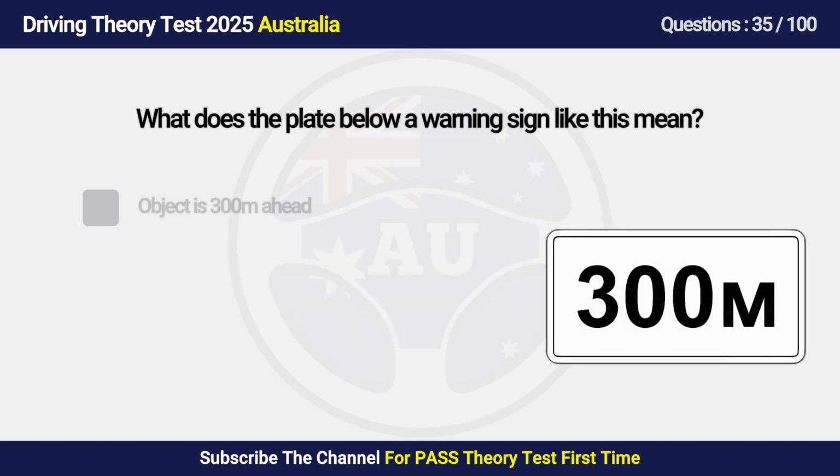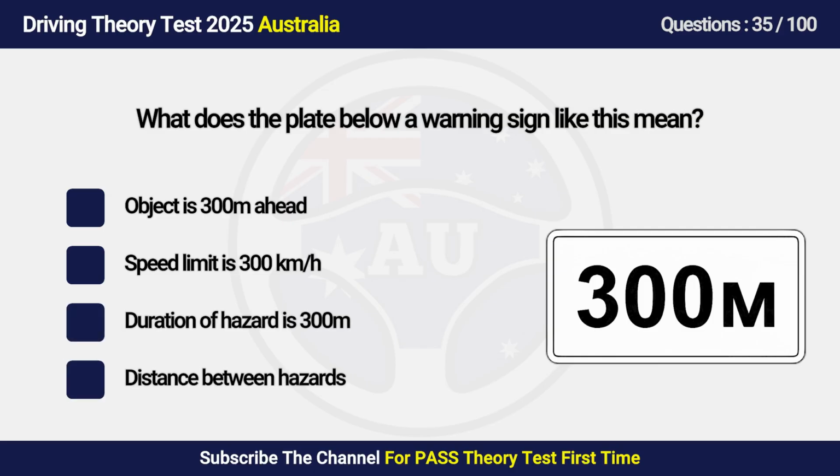Question 35. What does the plate below a warning sign like this mean? A. Object is ahead. B. Speed limit is 300 km per hour. C. Duration of hazard. D. Distance between hazards.